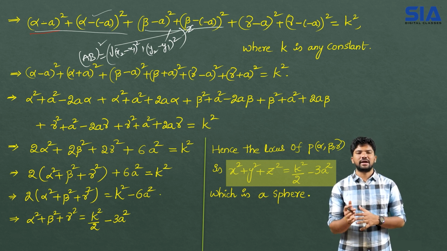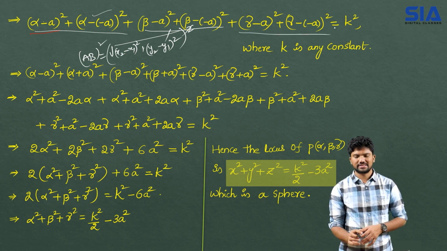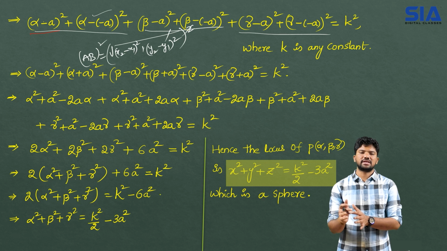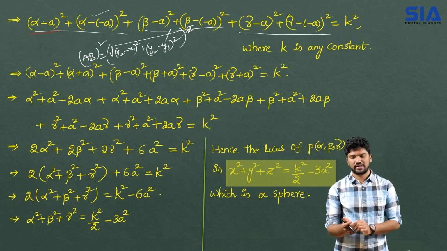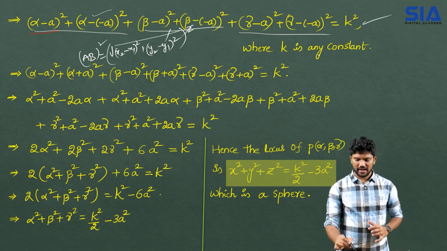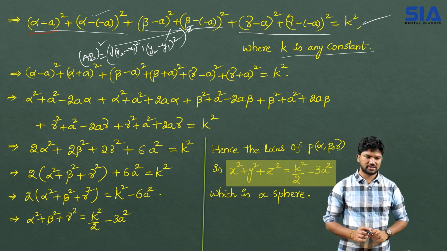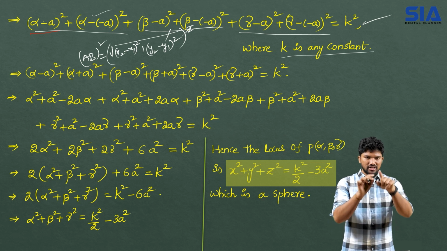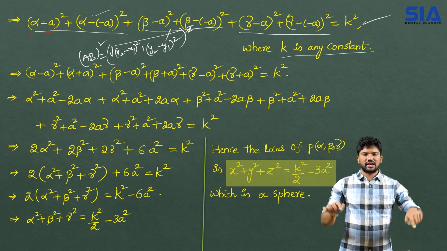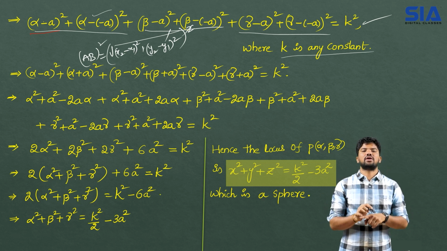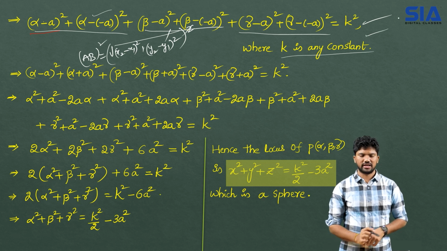Similarly (beta minus a) whole square plus (beta minus of minus a) whole square plus (gamma minus a) whole square plus (gamma minus of minus a) whole square is equal to k square, where k is any constant. So constant square is also a constant. That's why we are taking that the sum of the squares of the point is a constant, as we said. So we are taking it like that.